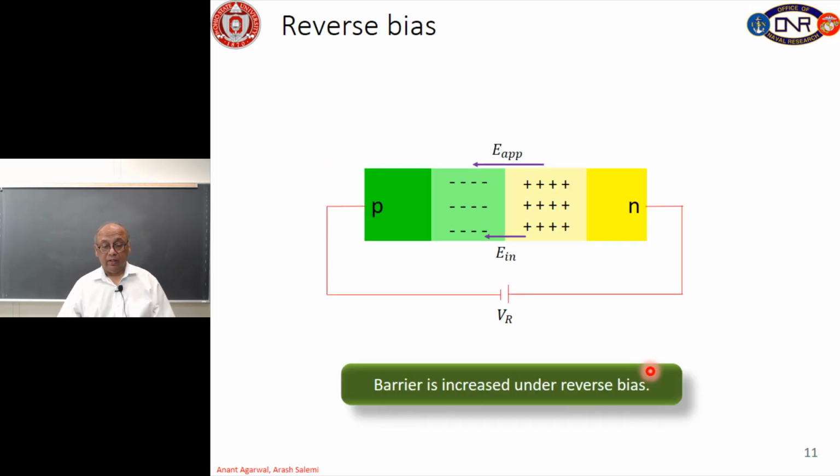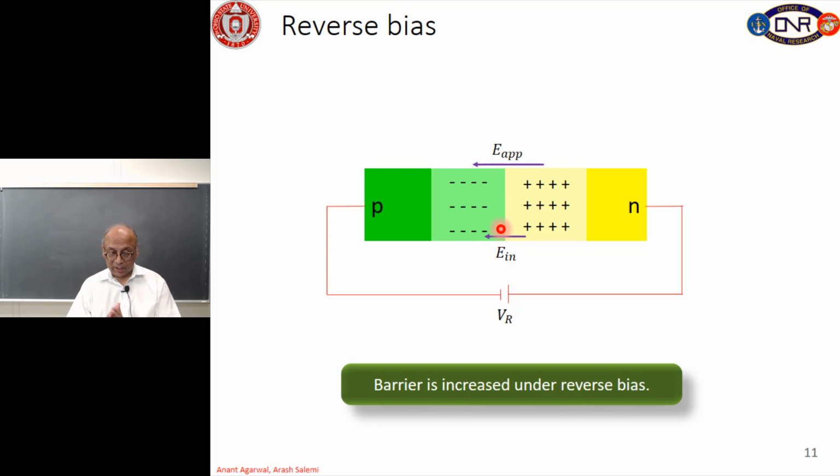All right, now let us discuss if we apply the reverse bias. In this case, we have applied the negative voltage on the P side and positive voltage on the N side. So now the applied electric field by this battery is in the same direction as the built-in electric field that we had discussed earlier. So, the two add together.